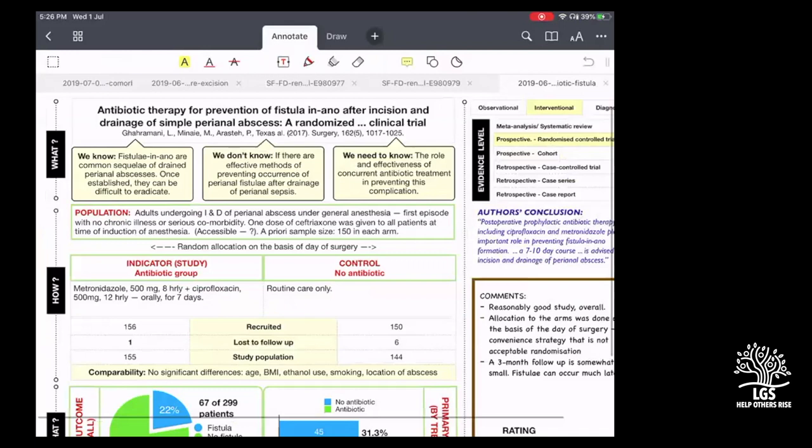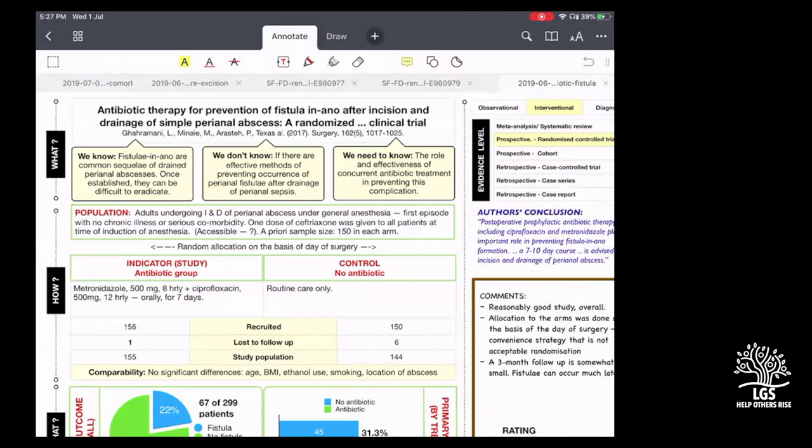the same thing that we talked about, antibiotic therapy for prevention of fistula in ano after incision and drainage. So we said that the first step we will start is this. We know, we don't know, we need to know. Okay, those 3 boxes. Then the population, the who, what, why, was adults. I have not put down the what, who and all that, but that basically is it.